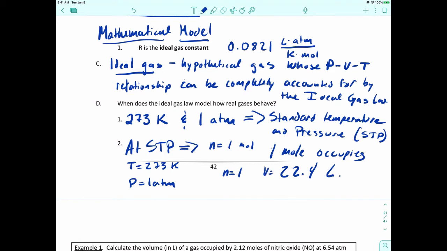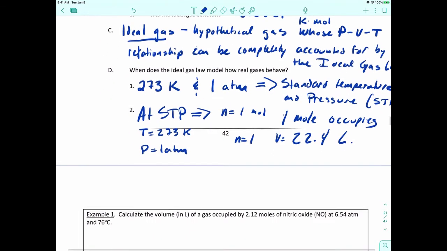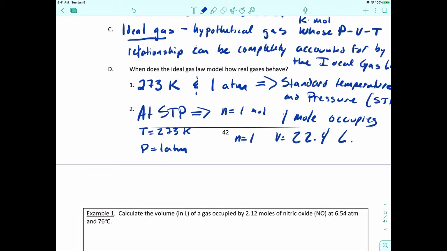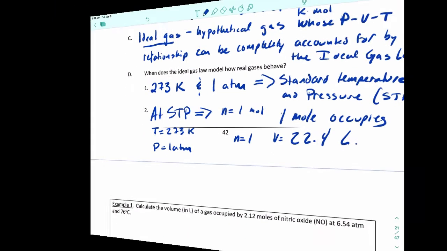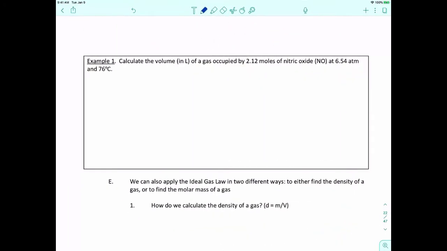All right, let's try a straightforward ideal gas law calculation, and then we'll talk about some other things that come up with the ideal gas law. Here's our problem. Calculate the volume in liters of a gas occupied by 2.12 moles of nitric oxide at 6.54 atmospheres and 76 degrees Celsius.